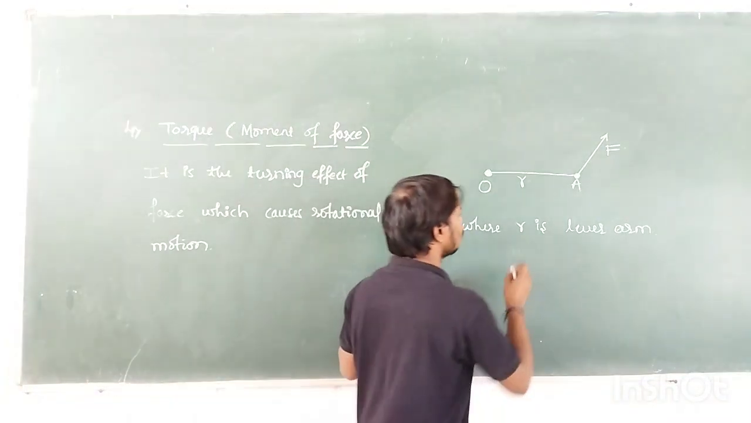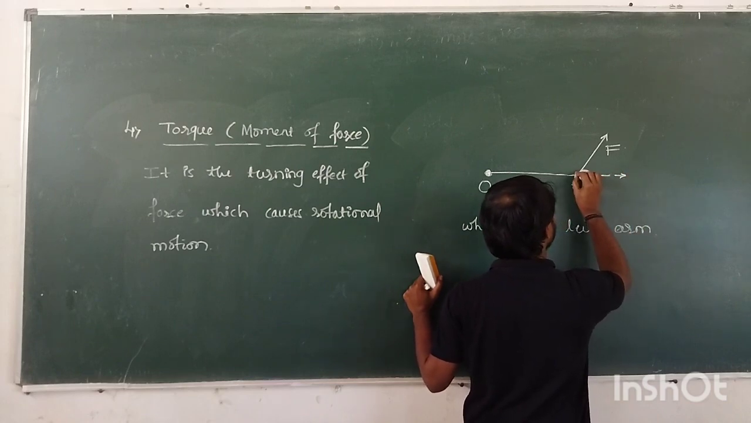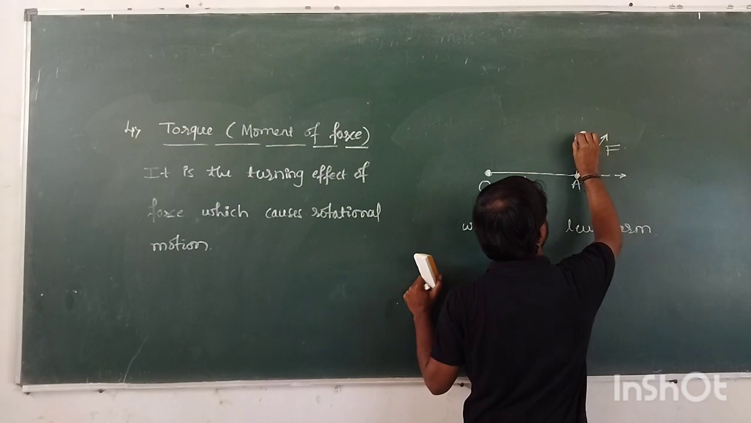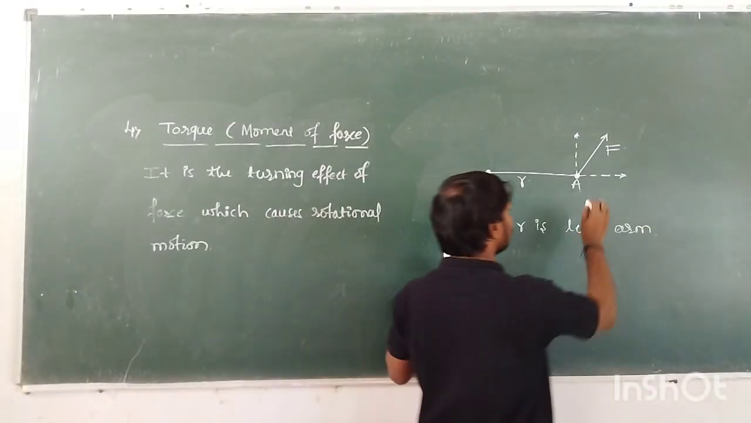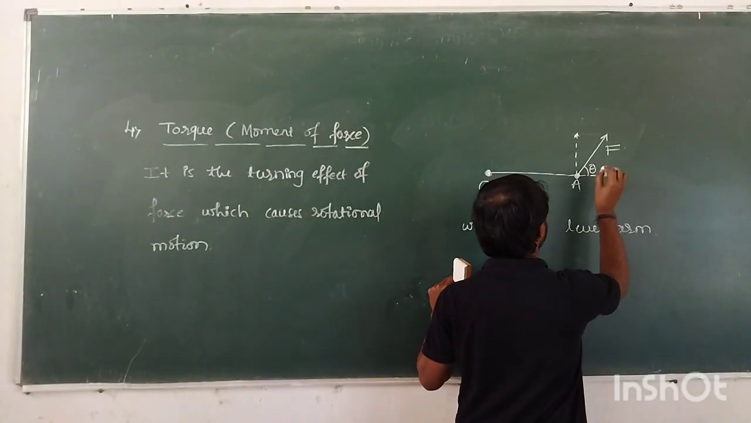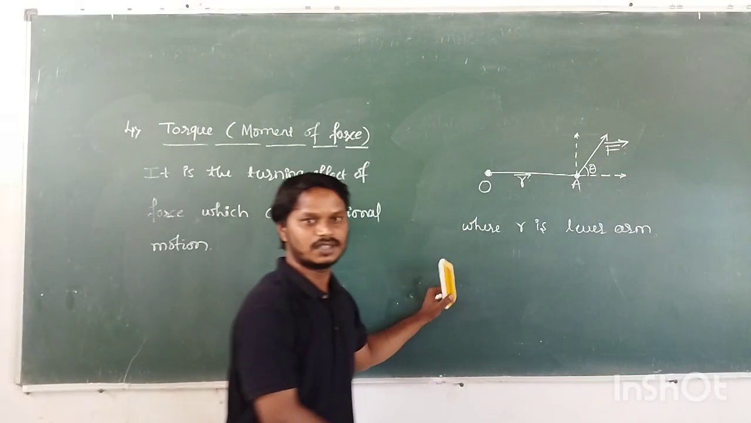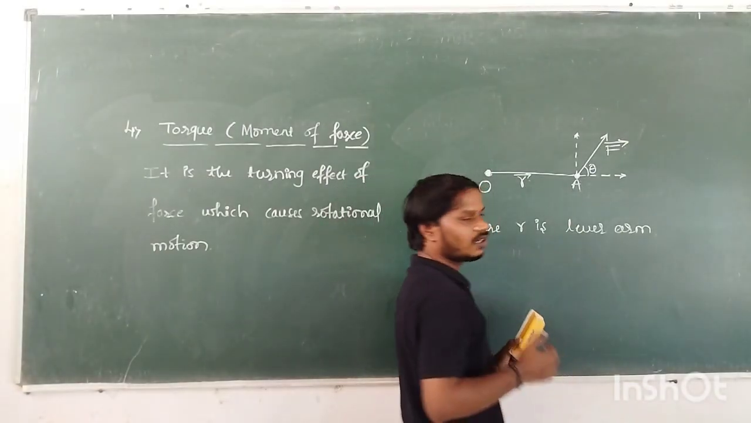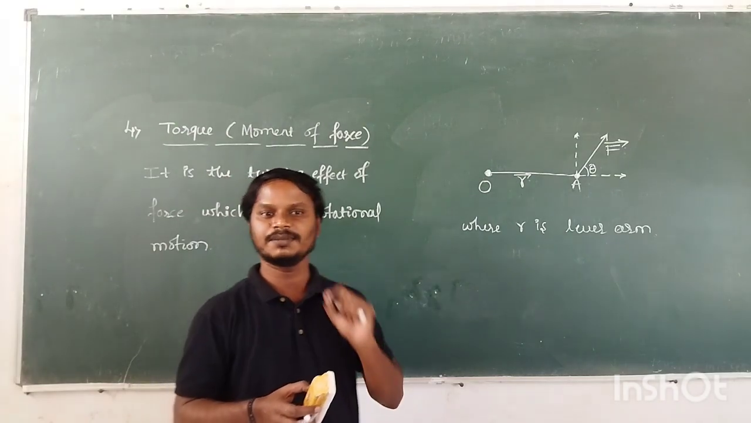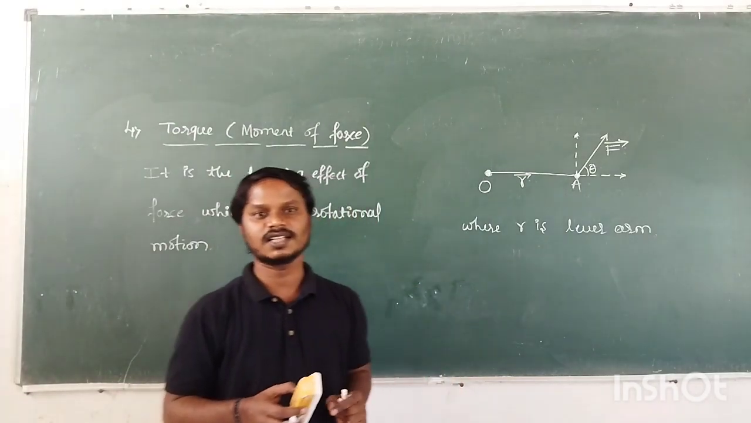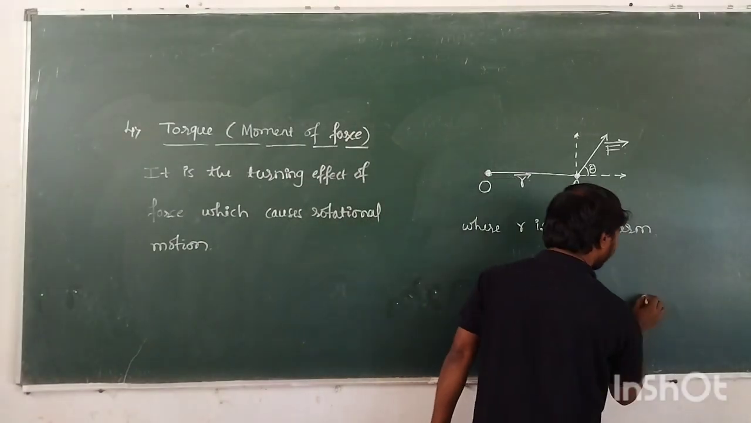Now, this force can be resolved into two components. Which component causes the rotational motion here? Because this force is in a plane, meaning it is in two dimensions, it can be resolved into how many components? Two components. By the resolution of vector: what is the resolution of a vector? A vector can be resolved into two components in a plane. Means in two dimensions, a vector can be resolved into two components.